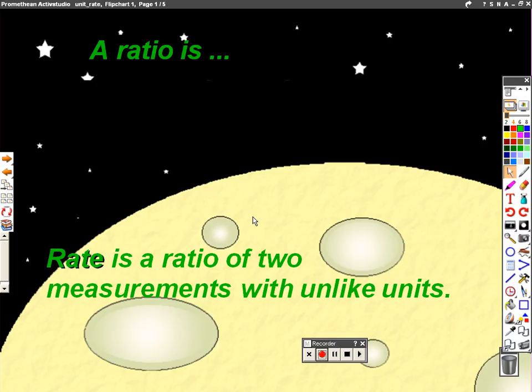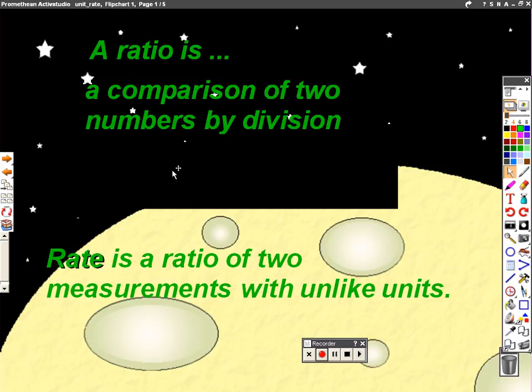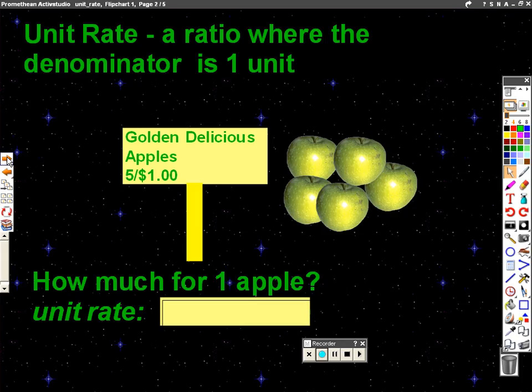Good morning. Today we're going to study ratio and unit rate. A ratio is a comparison of two numbers by division, and a rate is a ratio of two measurements with unlike units. Let's look at this first ratio. When we do a ratio, we're thinking of the cost per one item.